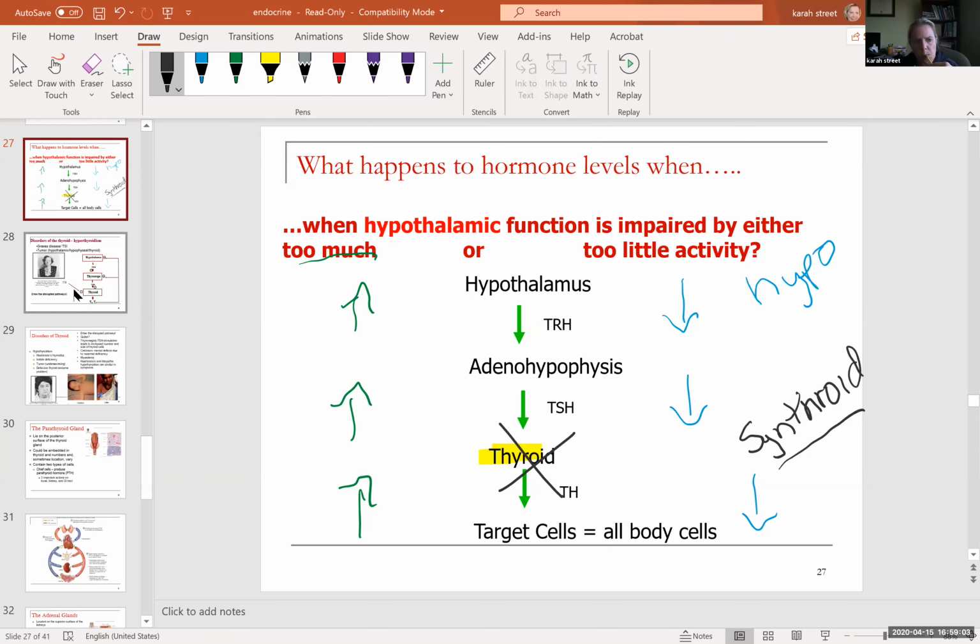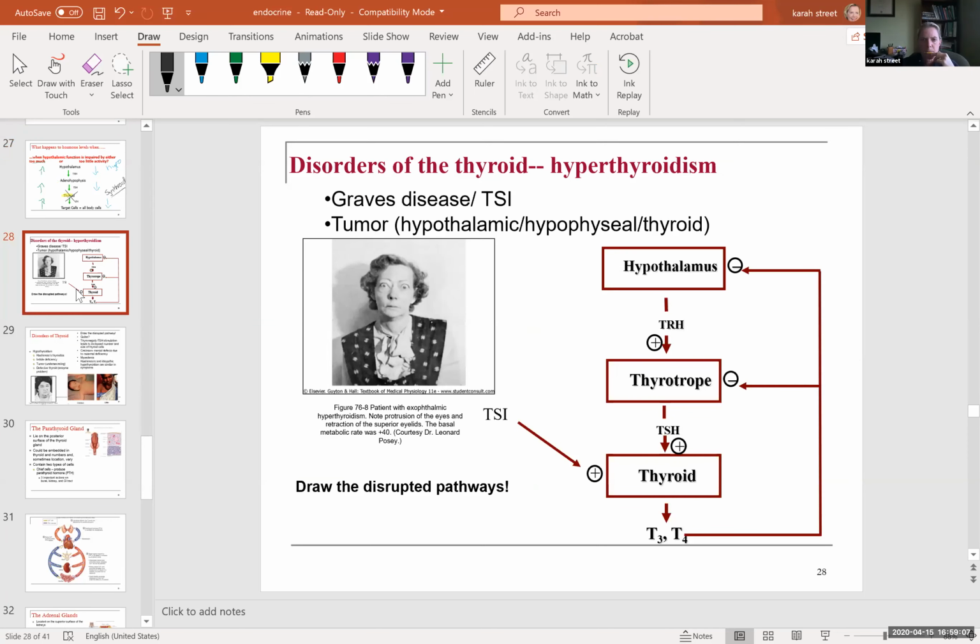Here's a unique situation. Graves' disease. Graves' disease is an autoimmune disorder. That means the person's immune cells are basically mucking with this axis, this chain of command, and disabling it. In this case, antibodies called TSIs, thyroid stimulating immunoglobulin. Immunoglobulin means it's an antibody. What happens is these antibodies, TSIs, antibodies made by B cells, a type of lymphocyte that shouldn't be around, the antibodies go and they bind to the TSH receptors.